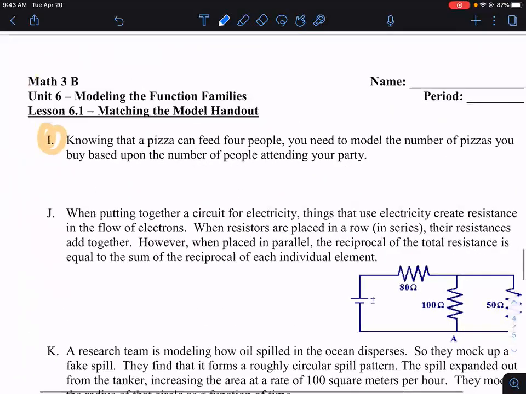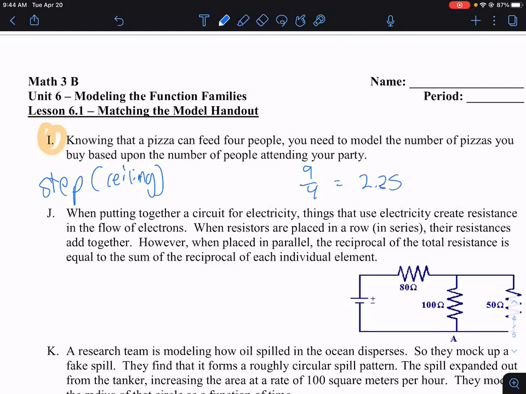Okay, letter I. Here, this would be a step function, and more specifically, a step ceiling. Right, because the store is not going to sell you half a pizza or 1/4 of a pizza, right? So let's pretend you had 9 people at your party. If you did 9 divided by 4, that would equal 2.25. But again, the store is not going to sell you 2.25 pizzas, right? So what do you do? Well, if you round down, if you only have 2 pizzas, that's not enough, right? So it's better in this case to round up.